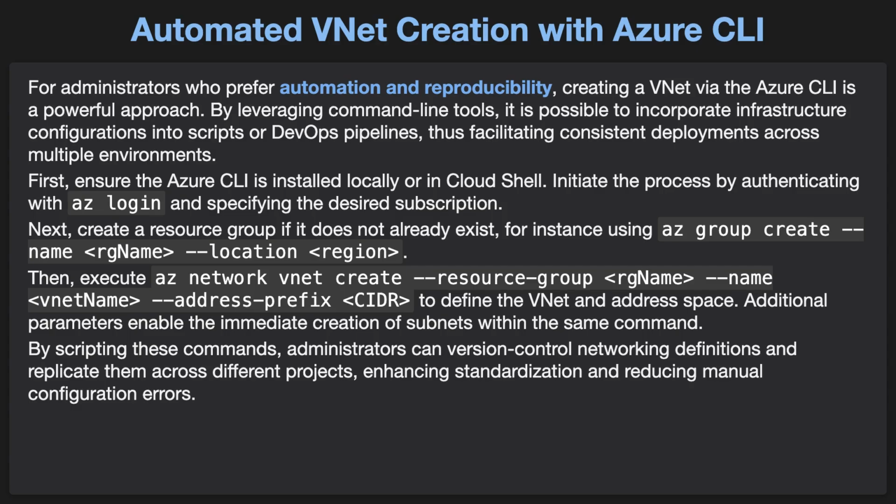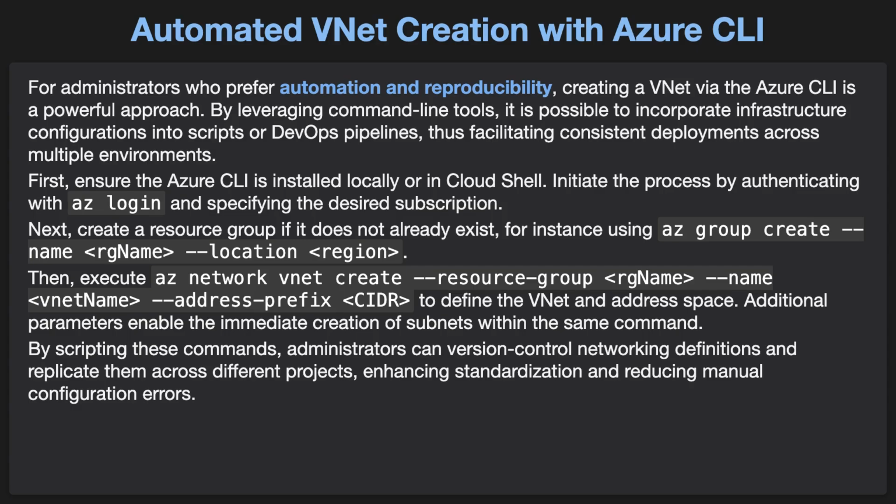Next, create a resource group if it does not already exist, for instance using az group create, name RGName, location region. Then, execute az network vnet create, resource group RGName, name VNet name, address prefix CIDR to define the VNet address space.